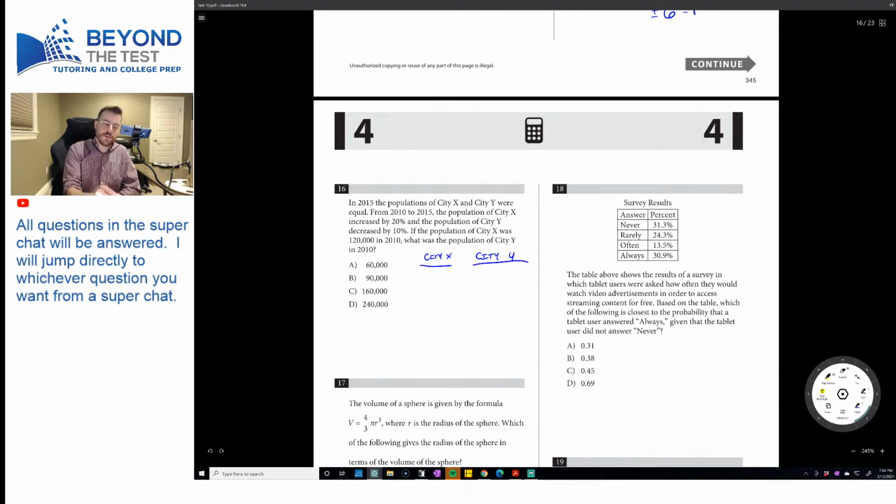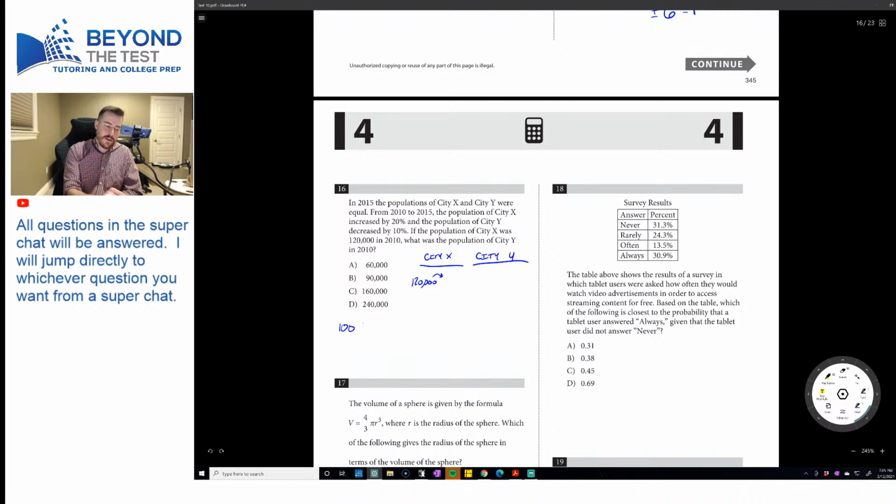Okay, there was a lot to read there, so I'm going to look at this again. From 2010 to 2015, the population of city X increased by 20%, and the population of city Y decreased by 10%. The population of city X was 120,000 in 2010. Now, what happened to city X? Well, it increased by 20% from 2010 to 2015, so we're going to increase that by 20%.